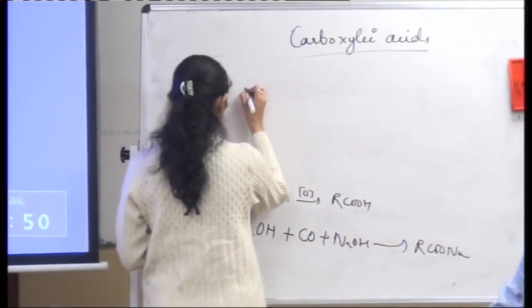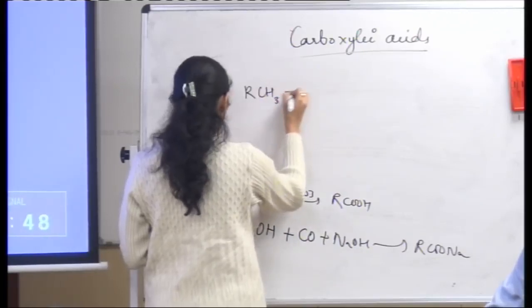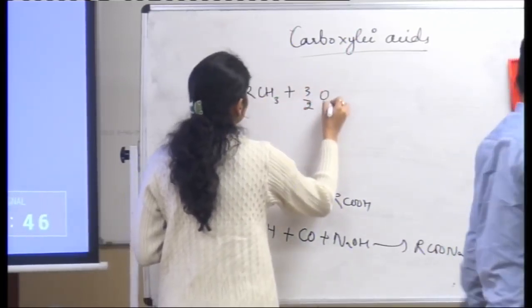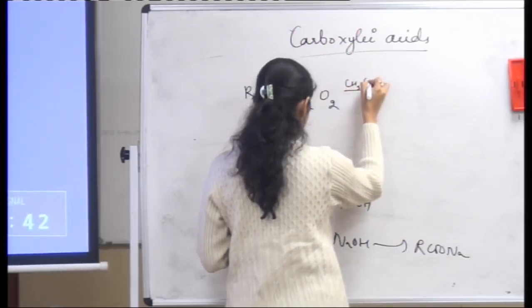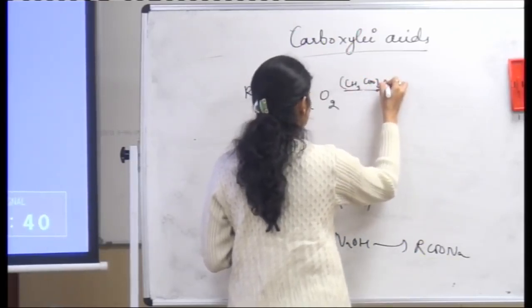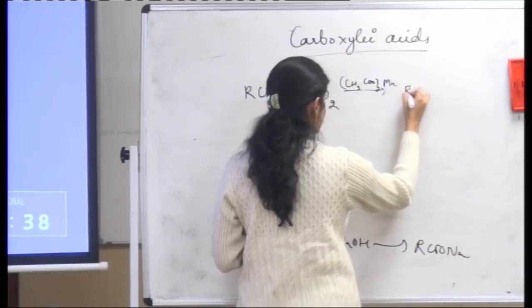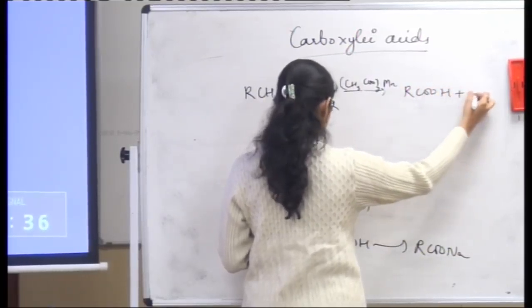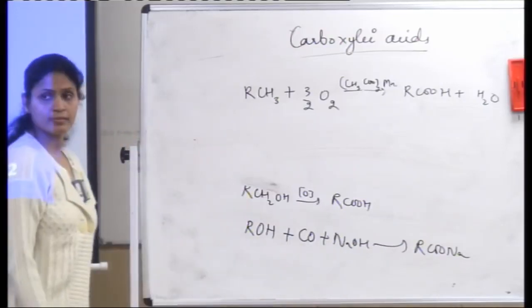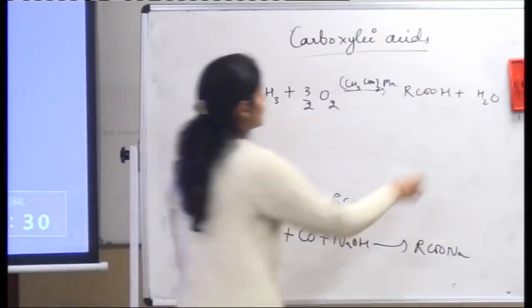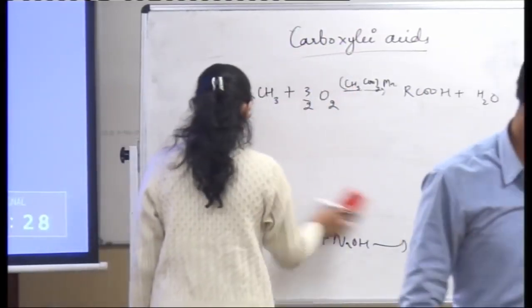One more method is RCH3, using an alkane, using oxygen and manganese acetate, (CH3COO)2Mn, which will result in RCOOH plus H2O. Understood?